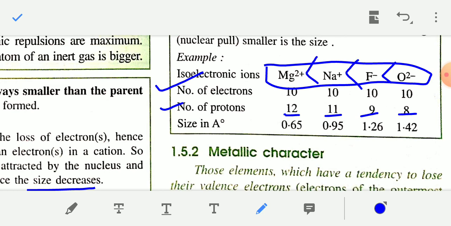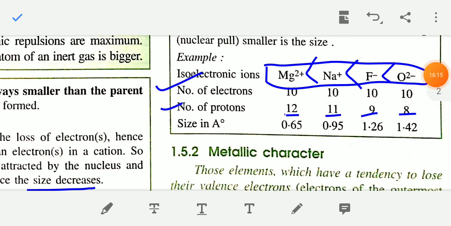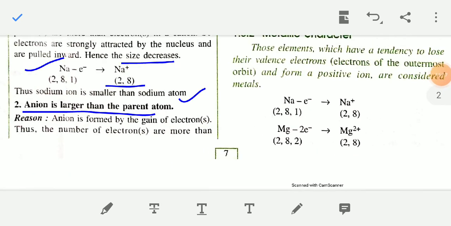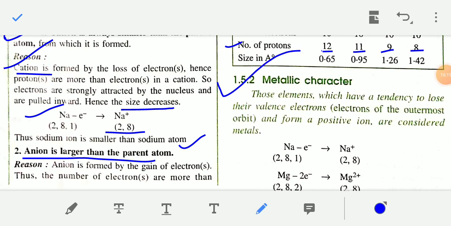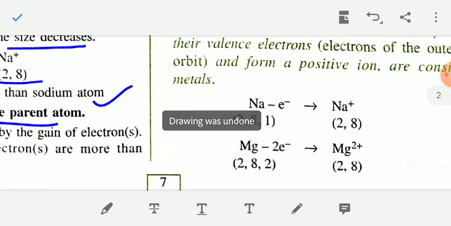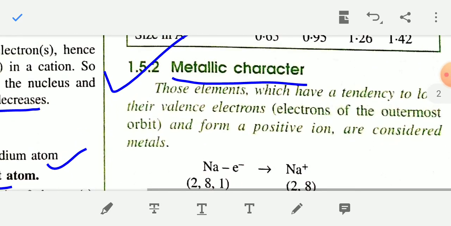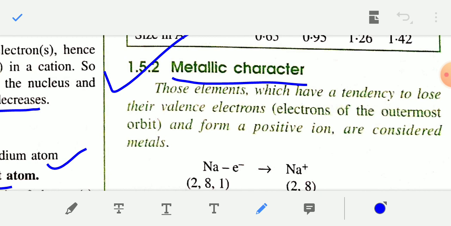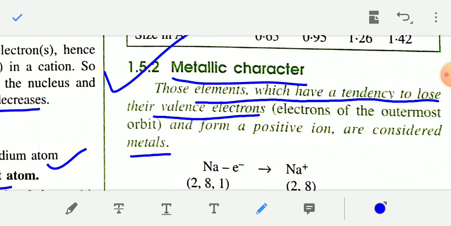Okay, next property is metallic property. Those elements which have a tendency to lose their valence electrons and form a positive ion are considered as metals. So those elements which can lose their valence electrons easily are mainly metallic in nature.